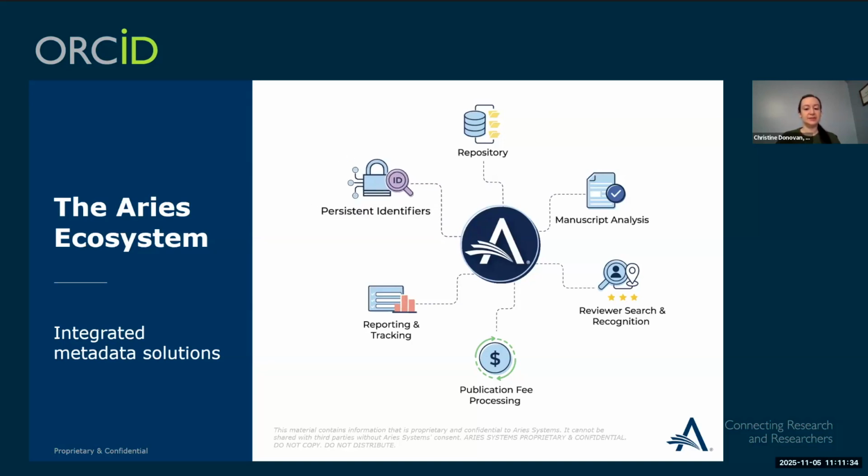Through the Aries ecosystem of connected technologies, Aries has formed strategic partnerships with industry leaders in data standardization to integrate metadata solutions directly within our editorial and production tracking systems. Today, I will be focusing on our integration with ORCID to include the ORCID ID as a persistent identifier in publishing workflows.